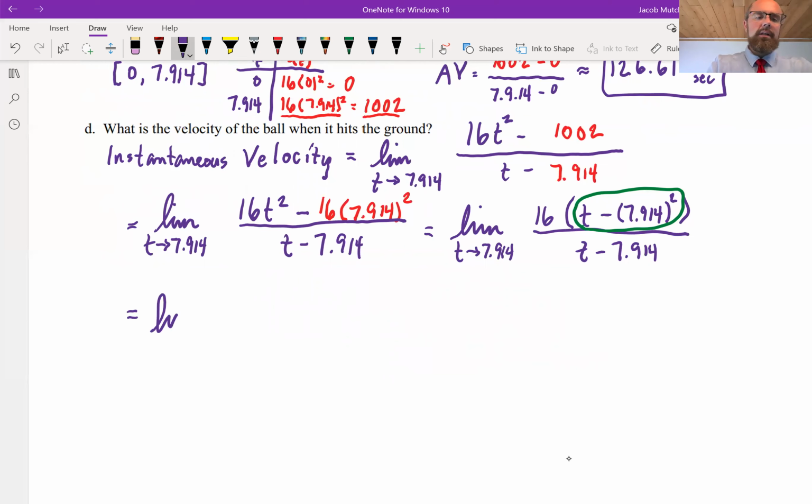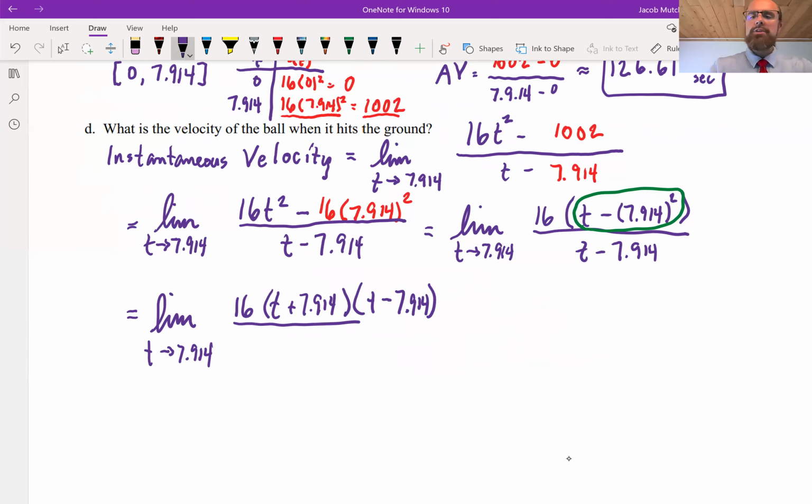So this becomes the limit as t approaches 7.914. I had factored out 16, and then this will factor as t plus 7.914 times t minus 7.914. Again, I'm just using the difference of two squares factorization pattern from Algebra 1. The denominator is still that. And once I write it, I see now that I have an identical binomial above and below. And that's so nice, I can cancel.